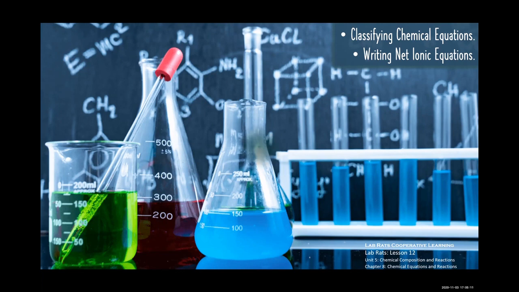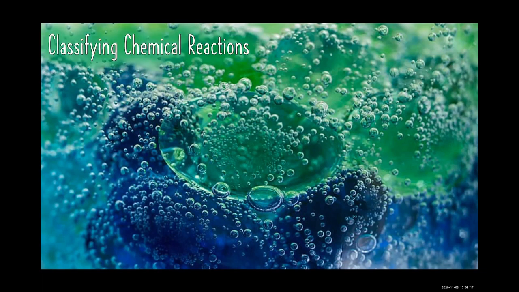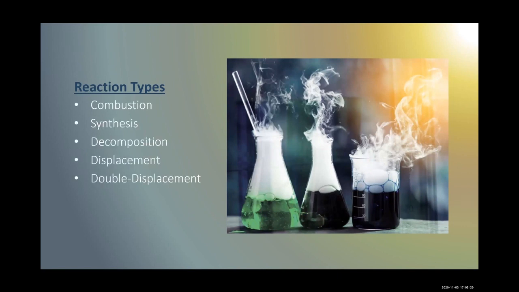not with sound. So classifying chemical equations and writing net ionic equations. Classifying chemical reactions, sorry. So you've got a couple different types of chemical reactions that we're going to discuss, and these are by no means the only types, but we have combustion, synthesis, decomposition, displacement, and double displacement. You may sometimes hear displacement and double displacement referred to as replacement and double replacement, but I'm probably going to typically use the term displacement.